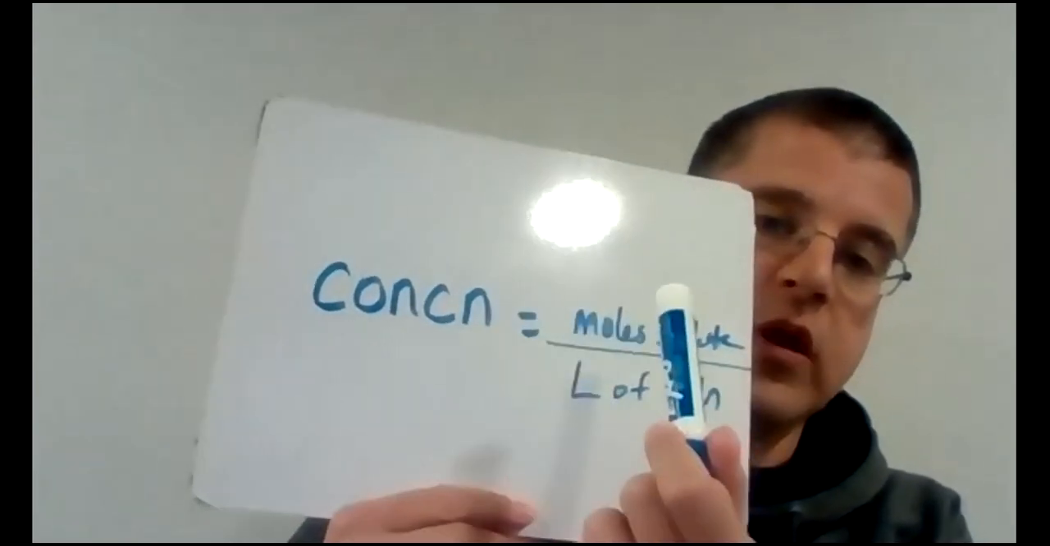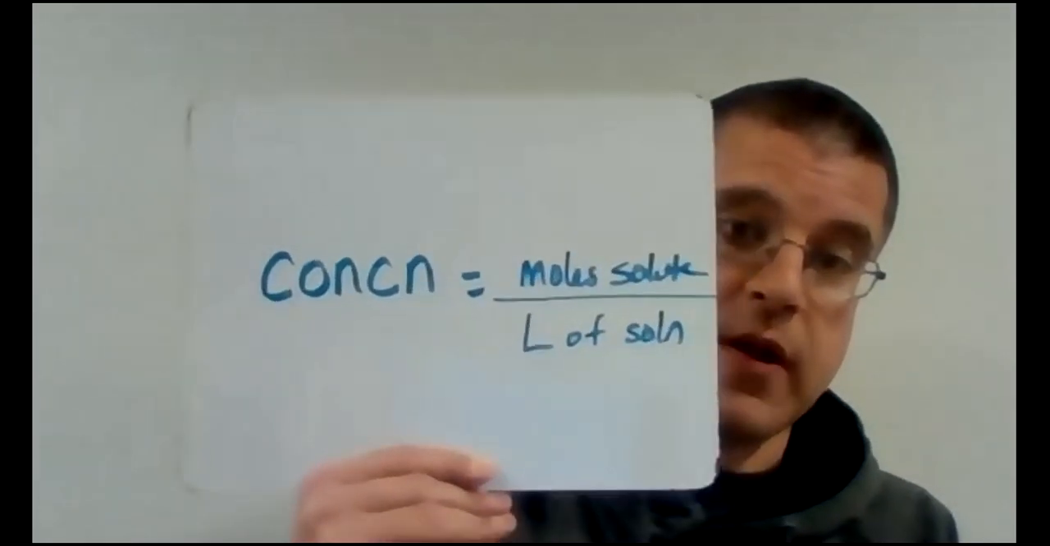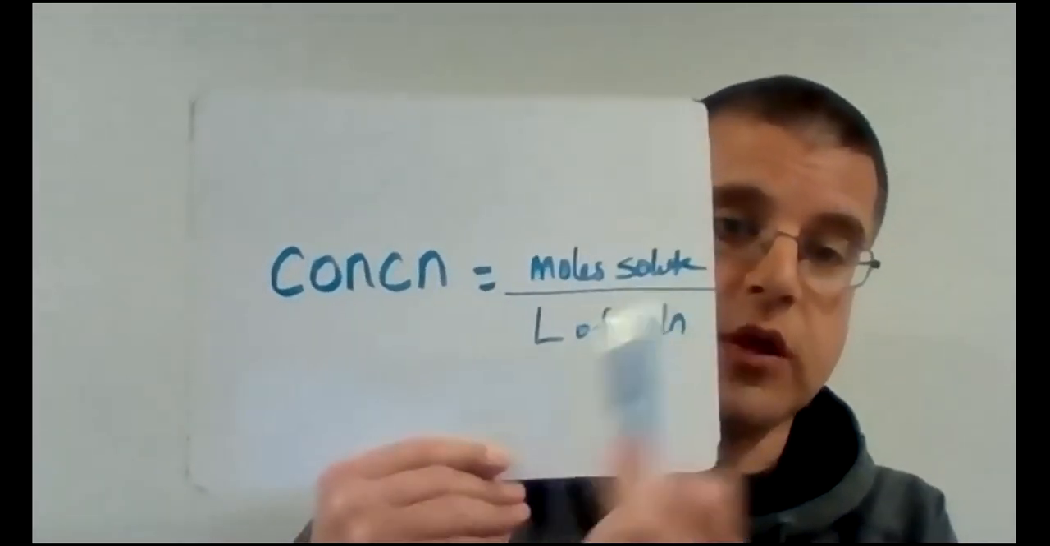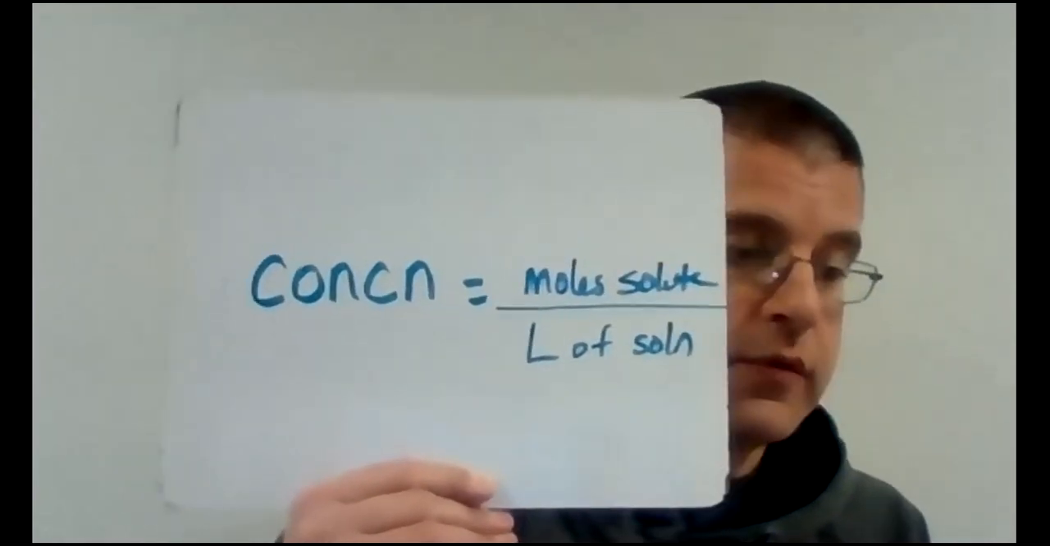Right, big: concentration equals moles of solute over liters of solution. Formulas are our friends. This is going to be big time. So it's moles of solute over liters of solution. We're going to be looking at this formula a lot, so have this in front of you and take notes.